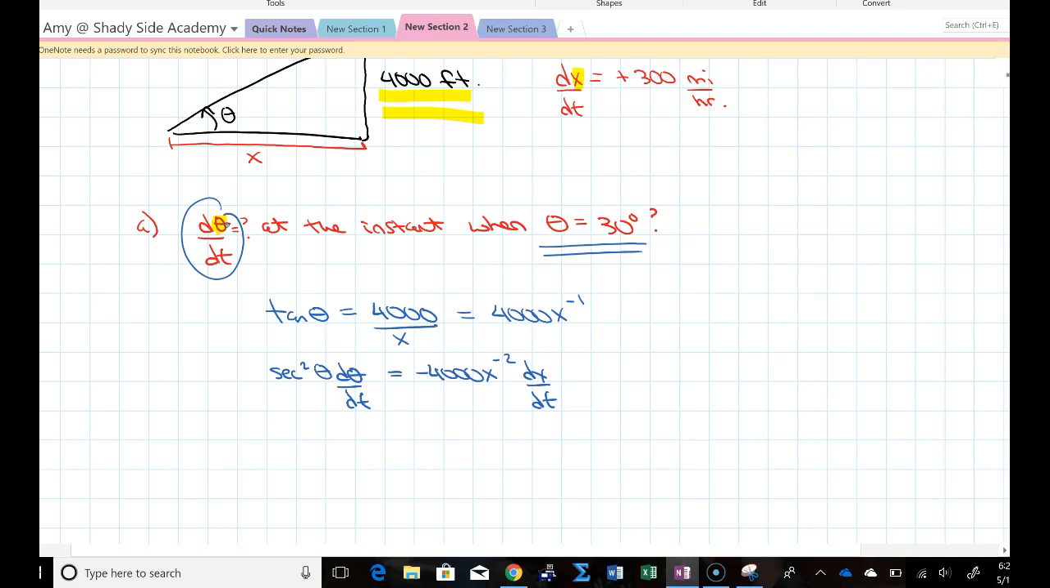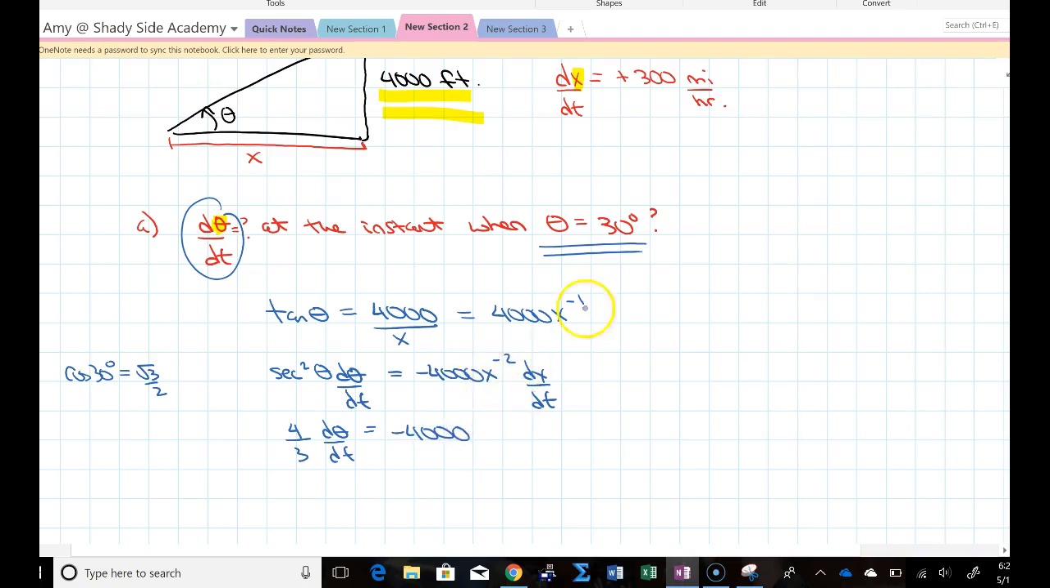Well, when theta equals 30 degrees, the secant squared of theta is going to be the cosine of theta reciprocated and then squared. See how everything's coming back at us? Side note, cos of 30 degrees equals radical 3 over 2. So secant is 2 over radical 3. Squared, we get 4/3. d theta by dt equals negative 4,000.